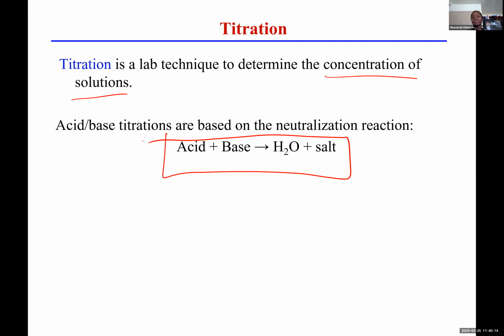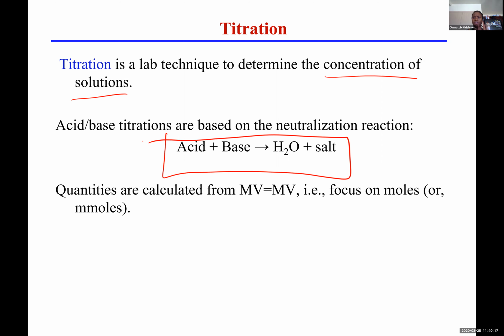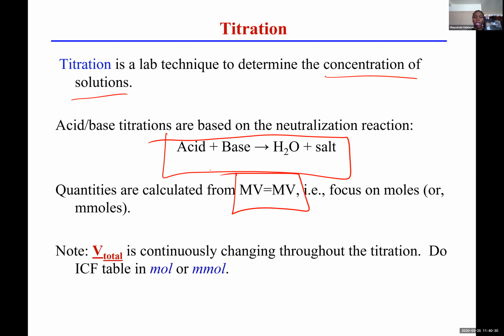Acid plus a base gives you salt and water. To figure out the concentration, to figure out the moles, to figure out what we have, because we're usually going to be using a 1-to-1 ratio, we can use the M1V1 equals M2V2 or dilution equation. Note though, in a titration, one of the cool things about it, I will post a demo video on what a titration looks like. The volume is continually changing because you're adding liquid as you go along. Okay, so because the volume is changing, your ICF table has to be in moles or millimoles.